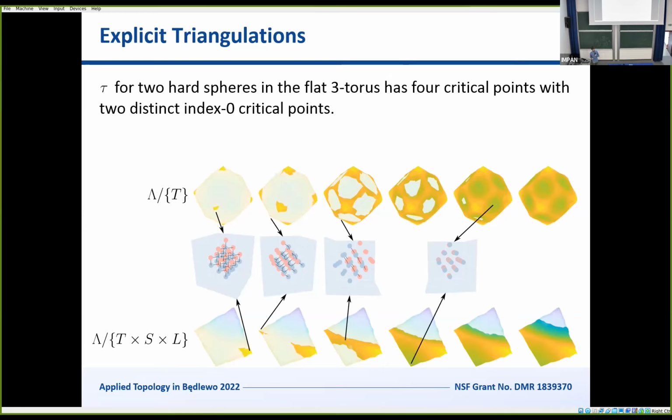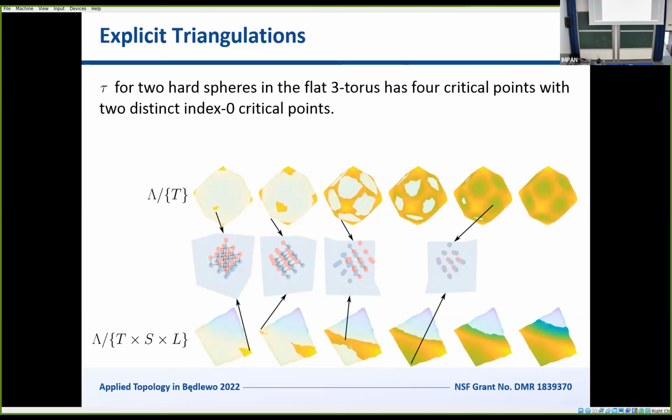And I'm going to put 2 hard spheres in, and then we're going to look at what the spaces look like as a function of this filtration value. There's 4 critical points incidentally. So there's two hard spheres. This, I believe, and I might need to put on my glasses, but I believe that this one is a simple cubic or a diamond structure. Sorry, this is a diamond structure.